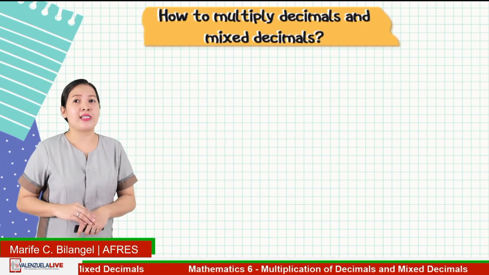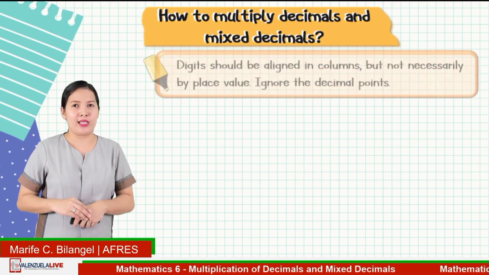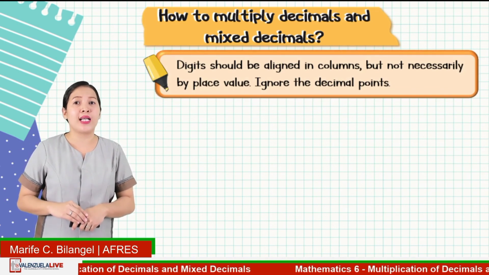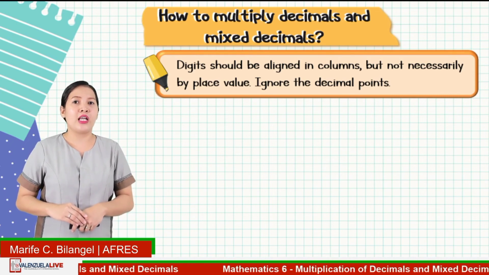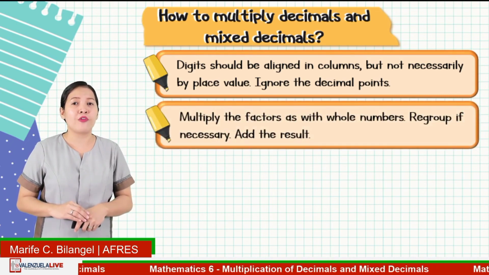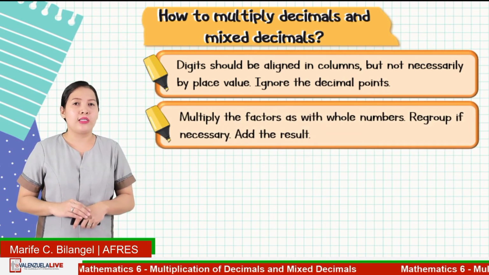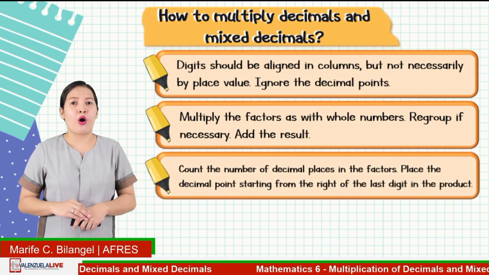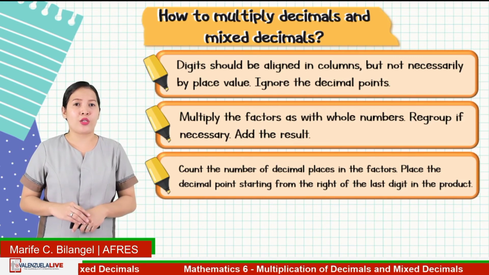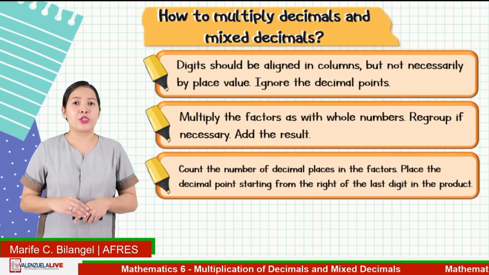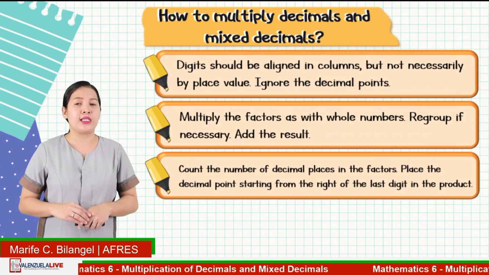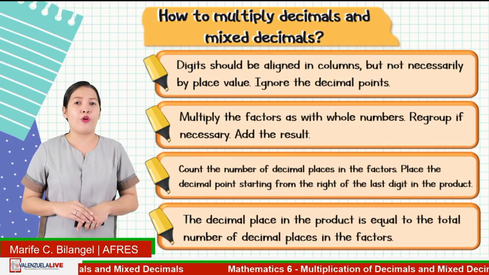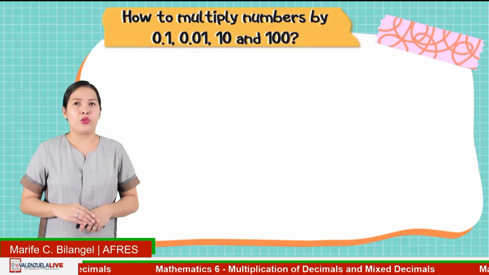Now let's summarize how to multiply decimals and mixed decimals. The first step is to align the digits in columns, but not necessarily by place value. Then ignore the decimal points as if you are multiplying whole numbers. Regroup if necessary, then add the results. Count the number of decimal places of the factors, then place the decimal point starting from the right of the last digit in the product. The decimal places in the product is equal to the total number of decimal places in the factors.